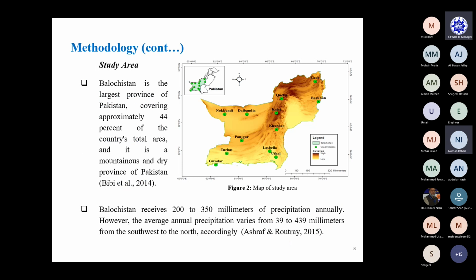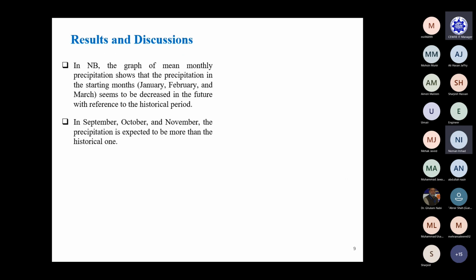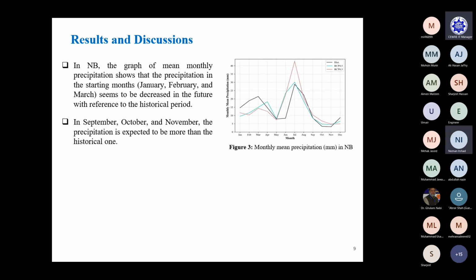Now, this is the map of the study area. Balochistan is the largest province of Pakistan, covering approximately 45% of the area of Pakistan, and it is a dry and mountainous province. Balochistan receives 200 to 350 millimeters of precipitation annually. Now comes results and discussions.